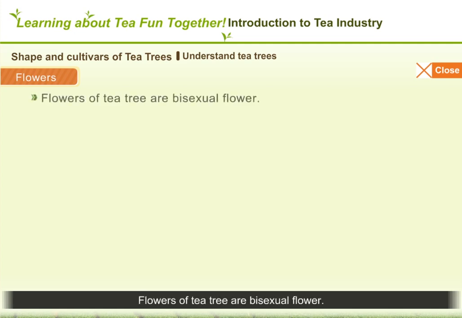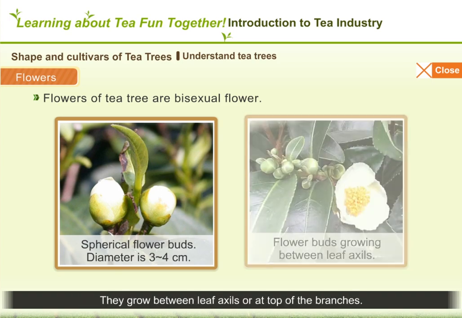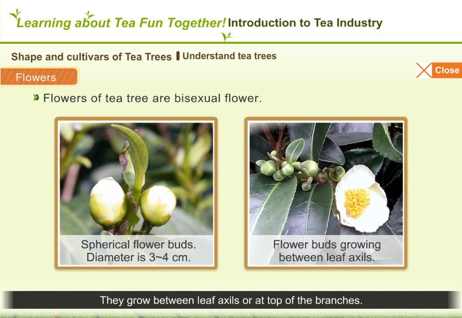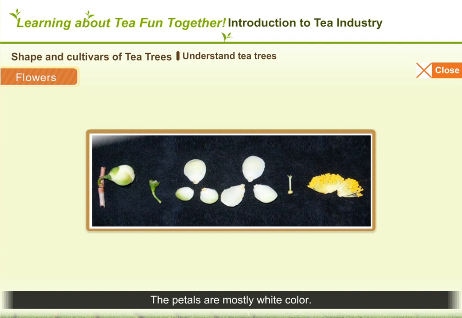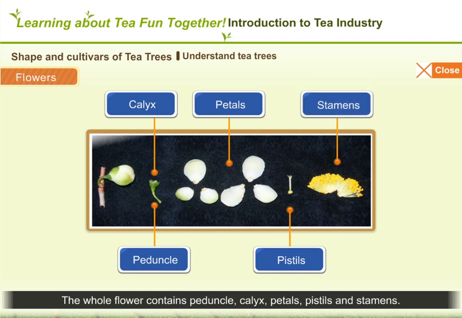Flowers. Flowers of the tea tree are bisexual flowers. Flower buds are spherical and have a diameter of about 3 to 4 centimeters. They grow between leaf axils or at the top of branches. The petals are mostly white. The whole flower contains peduncle, calyx, petals, pistils, and stamens.